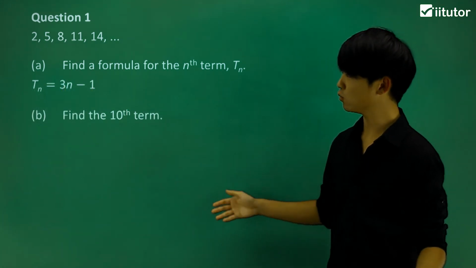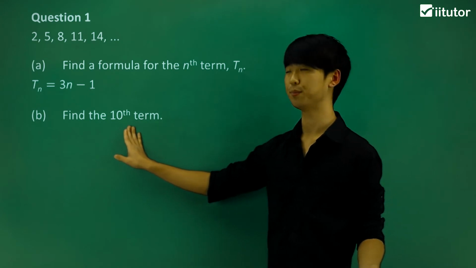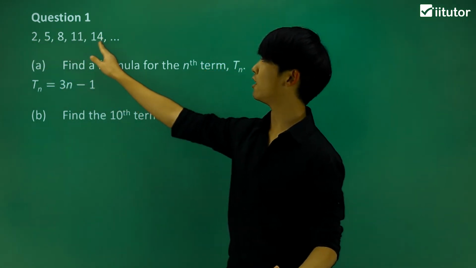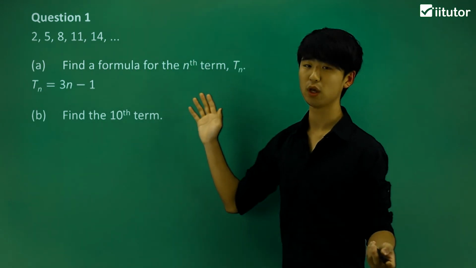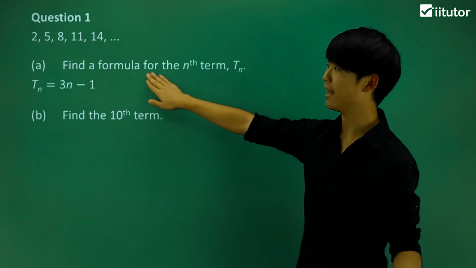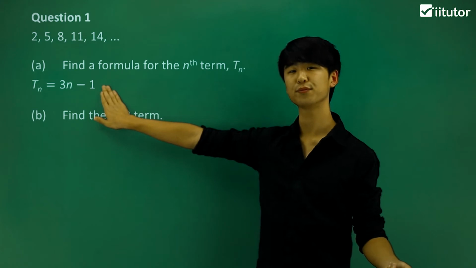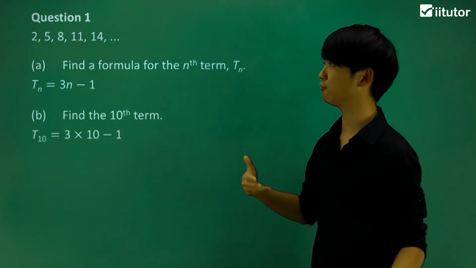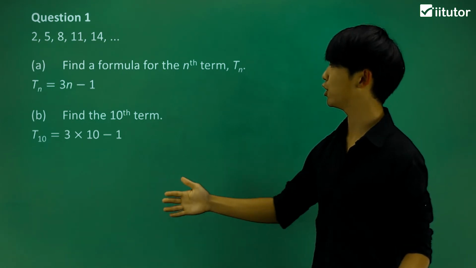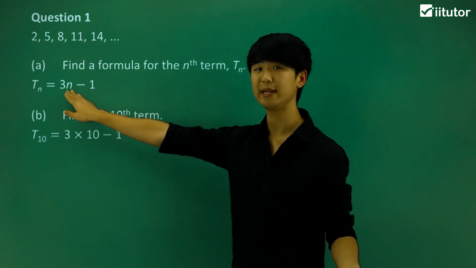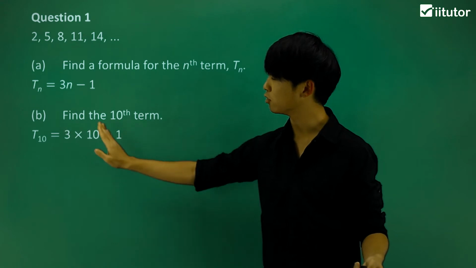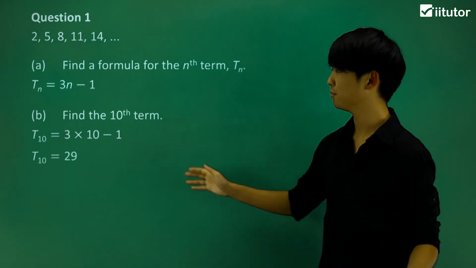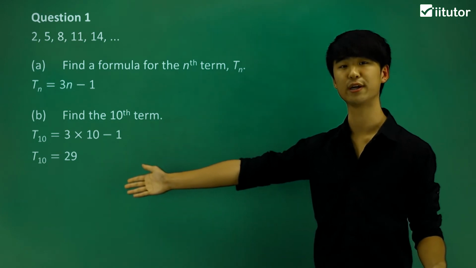Now looking at B, we're going to have to find the 10th term. There's term number 1, 2, 3, 4, 5, and I'm going to try and find the 10th one. If you look at part A, we have a formula for it, so I can just sub in n equals 10, because n refers to the number of the term. If I simply put n equals 10 in there, it will be 3 multiplied by 10, take away 1, and that will be my 10th term. It has a value of 29.